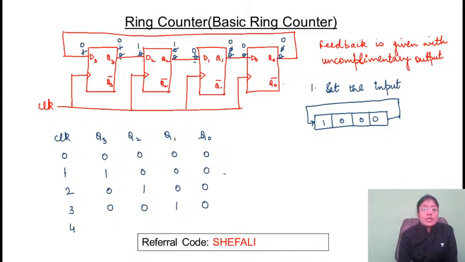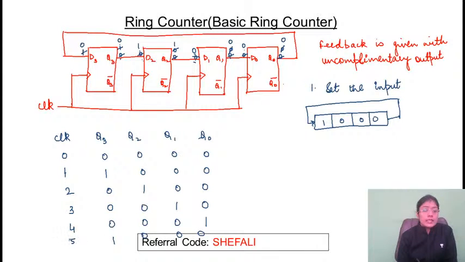Next, यहाँ पे change क्या आएगा? 0 becomes the input for D3. Q3 becomes the input for D2. Input for the next. This is the next one. Now go for the next clock. Now what will happen? This comes here 0, 0, 0.